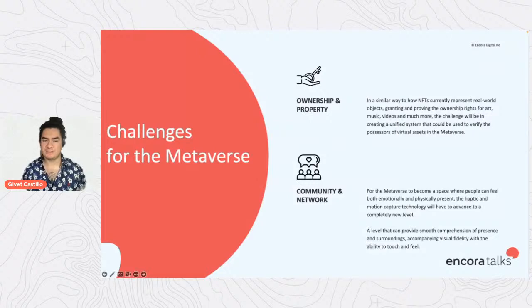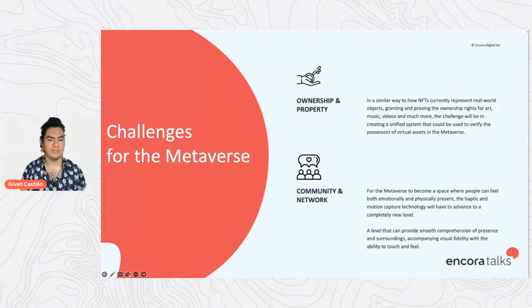We're almost done with the challenges. The number five will be ownership and property. We already talked about the creator layer, or creator economy. When we speak of one unified virtual universe, where you can interact with the world and other individuals like in the real world, we can imagine there will be an opportunity to purchase and hold different types of items or assets. In a similar way to NFTs currently granting ownership rights for art, music, videos, and much more. So the challenge will be in creating a unified system that could be used to verify the possessors of virtual assets in the metaverse.